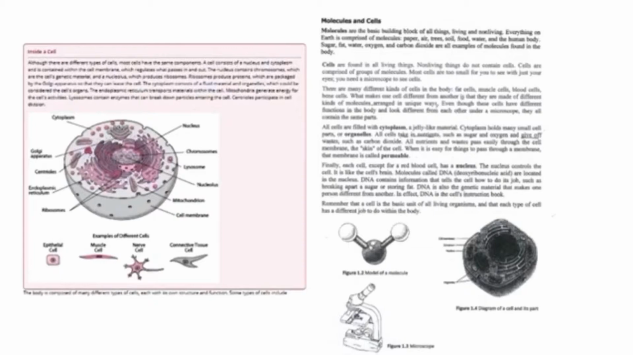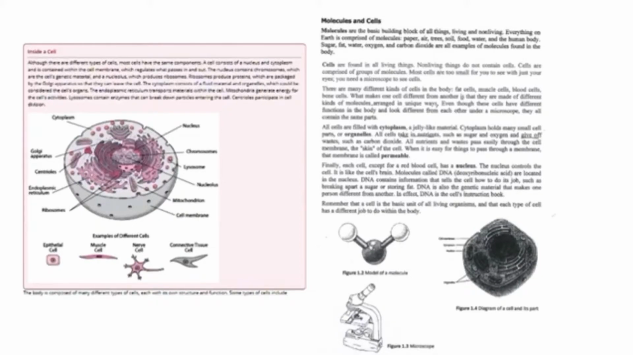Molecules and cells. Molecules are a basic building block of all things, living and non-living. Everything on Earth is comprised of molecules: paper, air, trees, soil, food, water, and the human body. Sugar, fat, water, oxygen, and carbon dioxide are all examples of molecules found in the body. Cells are found in all living things. Non-living things do not contain cells.